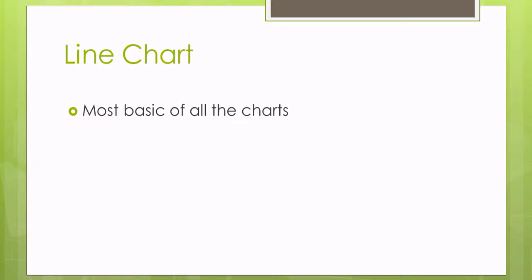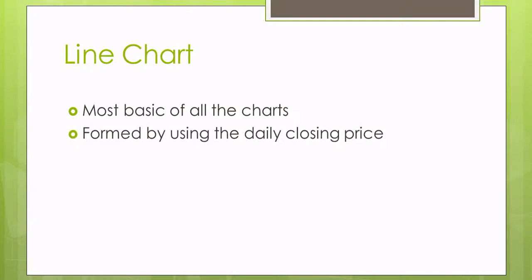The line chart is the most basic of all the charts, and it is formed by the daily closing prices of the stock, which is the price that the stock closes at every day. However, the problem with a line chart is you can't see the trading range of the day. So what is the trading range, you might ask?